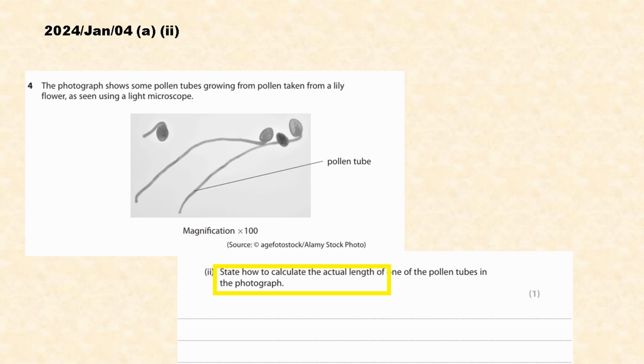Finally, a last question from the January 2024 paper. The photograph provided shows some pollen tubes, and the stated magnification under the picture is 100 times. The task here is to explain how to calculate the actual length of the pollen tube. You don't need to take any measurements for these questions. So let's move on to the explanation.